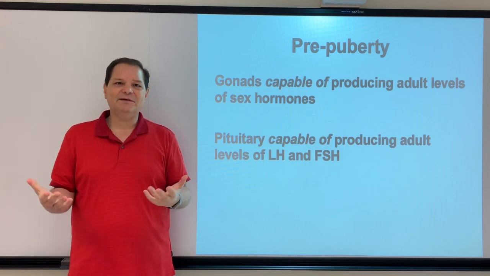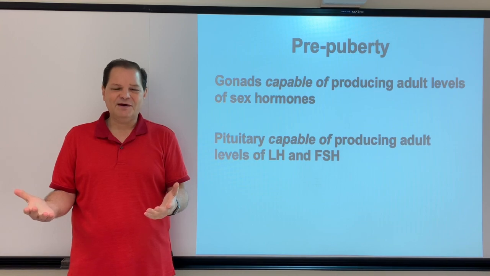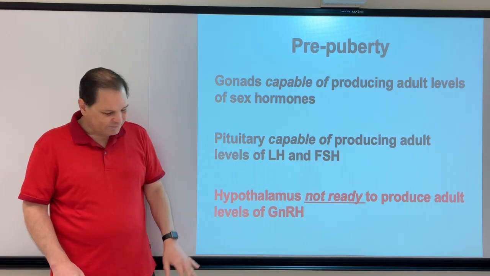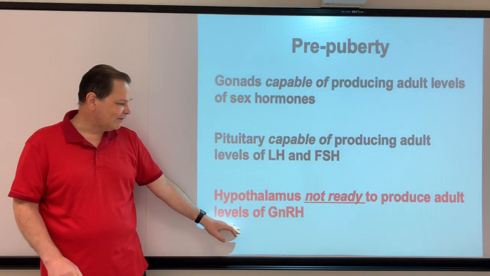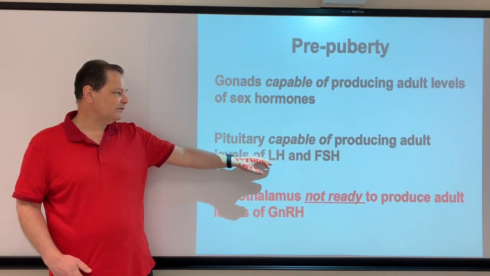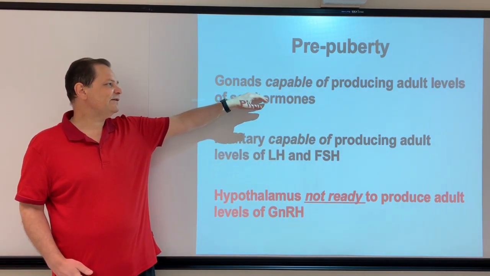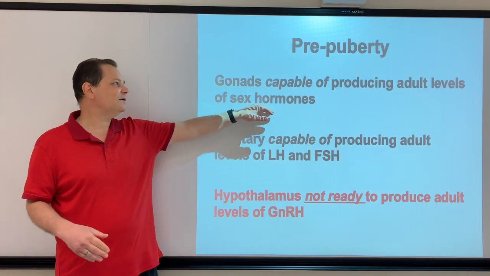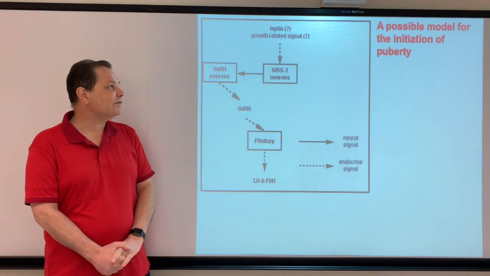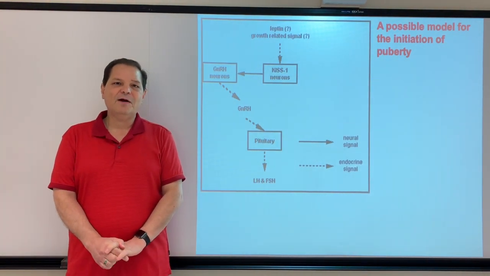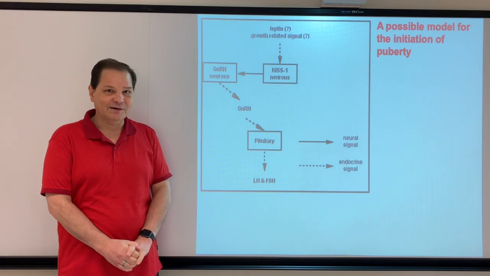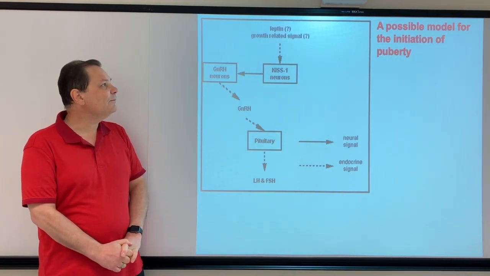Okay, and what that leaves you is the hypothalamus, something to do with the hypothalamus and its sensitivity to these steroids. Okay, and so again, probably the hypothalamus is not ready to produce adult levels of GnRH. That won't allow the pituitary to produce adult levels of LH and FSH, which means that the gonads aren't allowed to produce adult levels of the sex hormones. Okay? So how does this work? This is one possible model for how it works. Again, this is all being worked out in study. It has been for a long time, so I don't think it's going to be solved anytime soon.